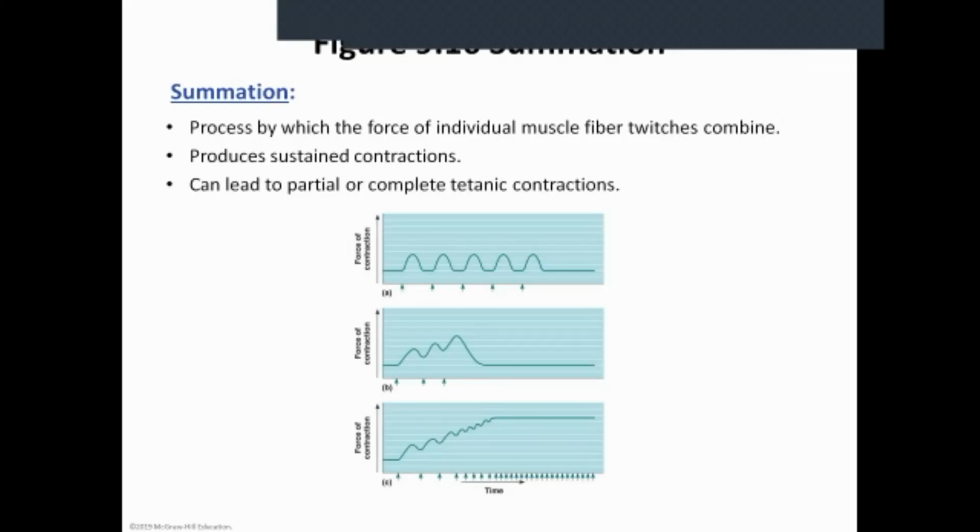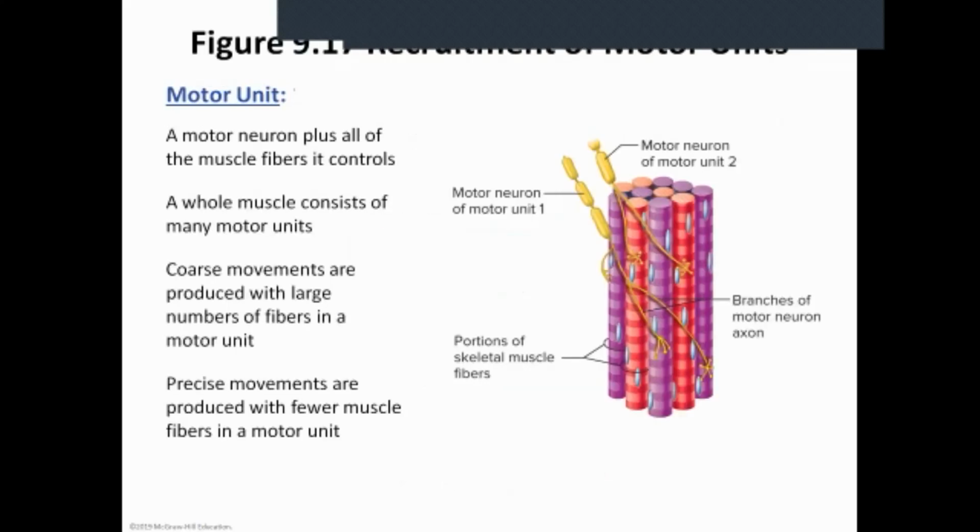And what ends up happening is we develop what is called summation. This is a process by which the muscle fiber twitches combine, and they produce what's known as a sustained contraction. This leads to either a partial or a complete tetanic contraction. So you have these contractions combining, and they lead to a sustained muscle contraction. It doesn't have this contraction and relaxation. It's basically all just one sustained contraction taking place.